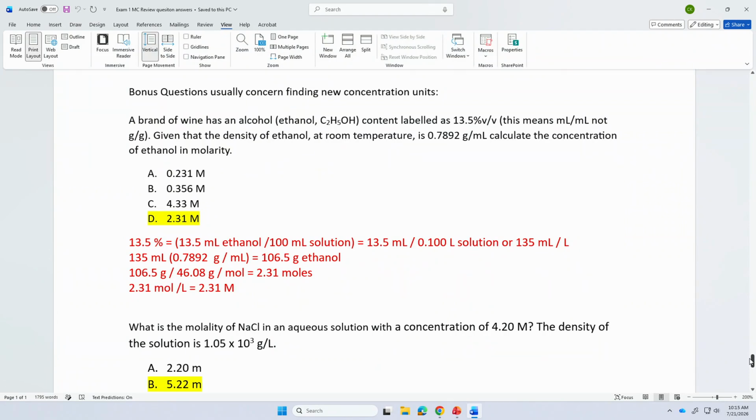Well, volume to volume percent means 13.5 milliliters of ethanol in 100 milliliters of solution, or 13.5 times 10, or 135 milliliters of ethanol per liter of solution. Then I used the density of ethanol to convert to grams of ethanol, converted the grams of ethanol to moles of ethanol, and then divided moles by liters. So I had to look to see what I had. What things do I have? Well, I have a volume of solution already, 100 milliliters, and I just need to convert those milliliters of ethanol to eventually moles.